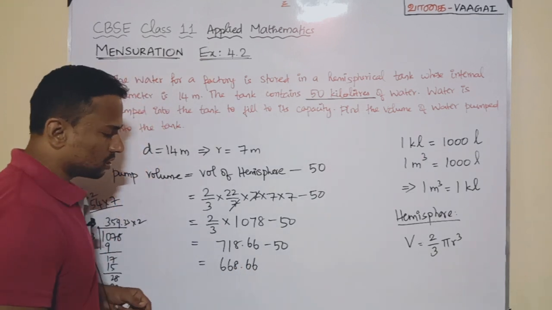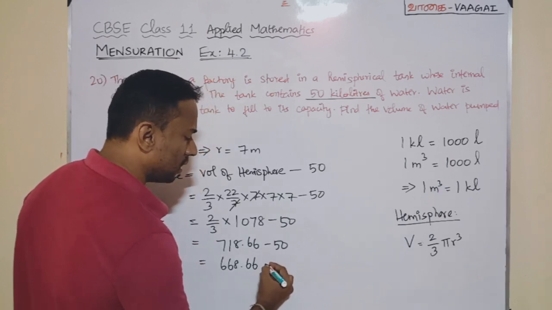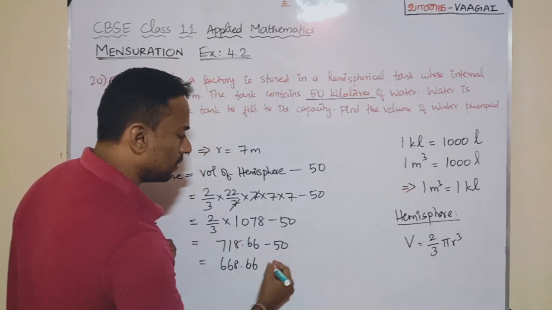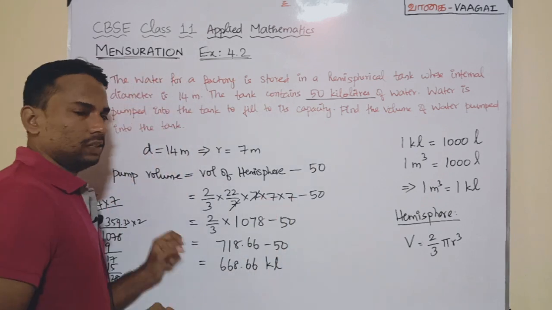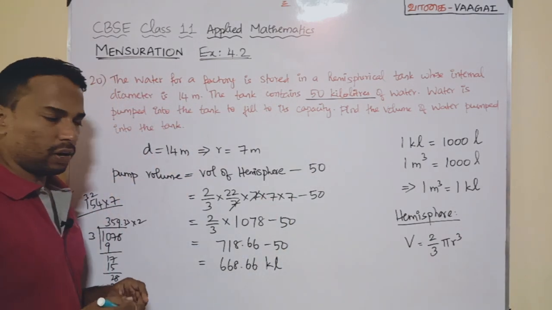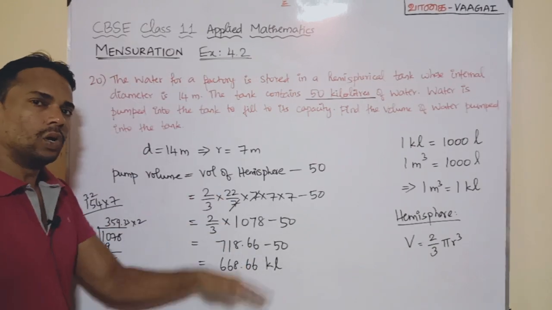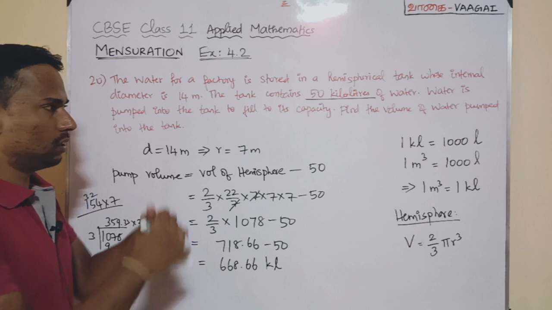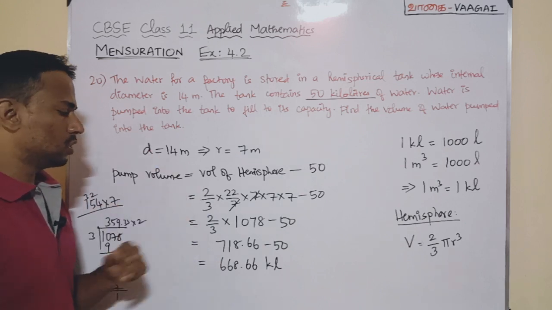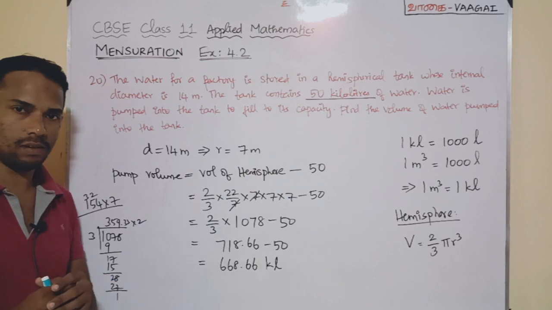So 668.66, and remember the answer we get will be in terms of meter cube, and it is the same as kiloliters. So finally, 668.66 kiloliters of water needs to be pumped into it to fill the tank up to its capacity. So 668.66 kiloliters is going to be the answer for your question number 20.